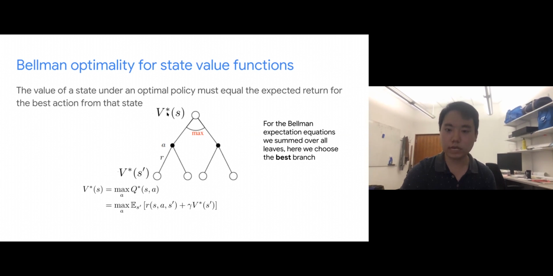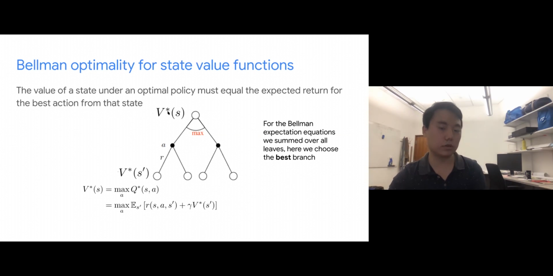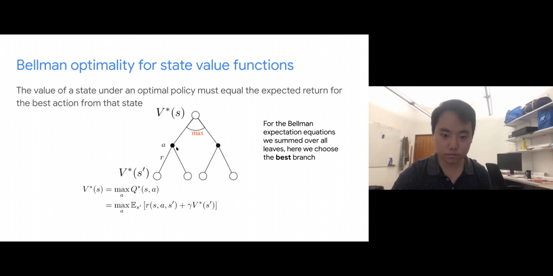So that also involves us having to write our V star of s with respect to your V star of s prime. For the Bellman expectation, what we saw previously, we actually summed over the leaves, right? We summed over this by taking an expectation with respect to a policy pi. But now we don't care about a particular policy. We care only about the best possible action. So instead of taking an expectation, you take a max. So your V star of s is equal to taking the best action over each of your Q stars.